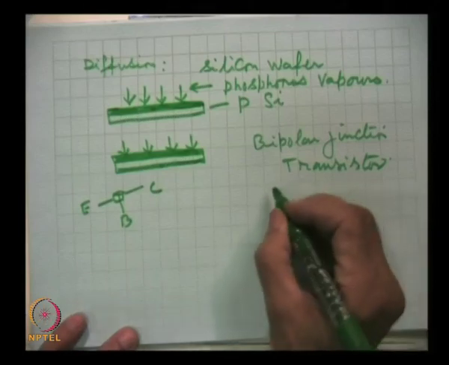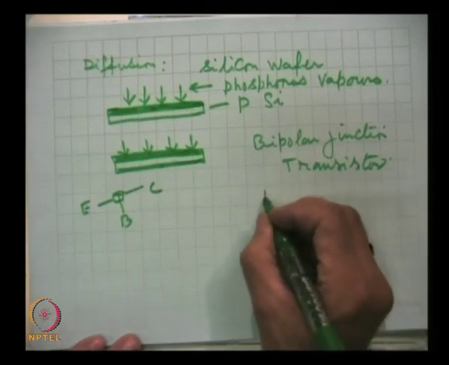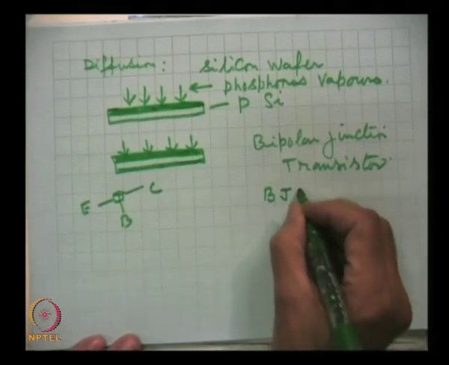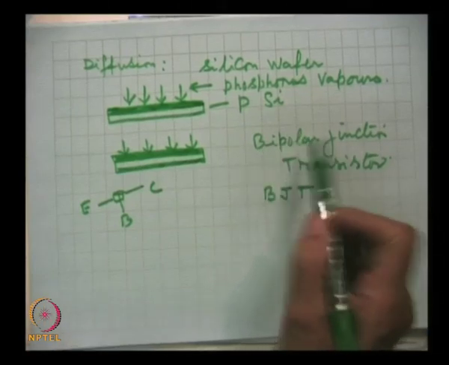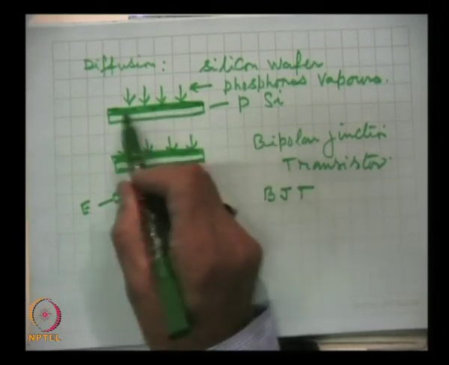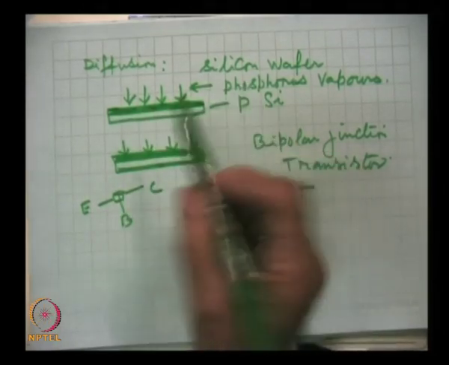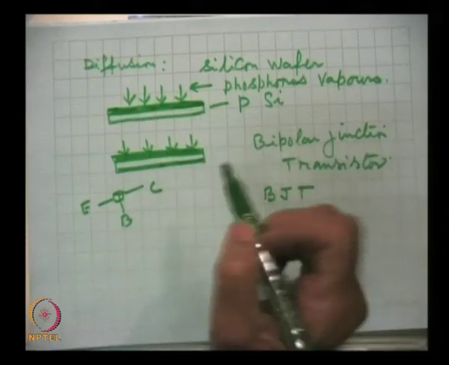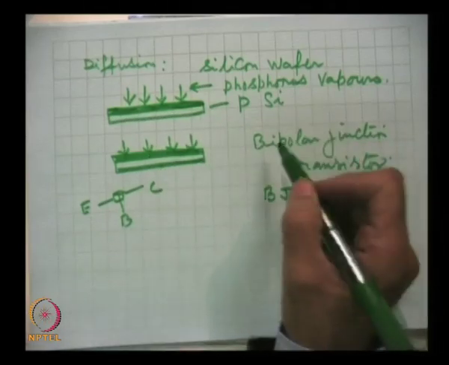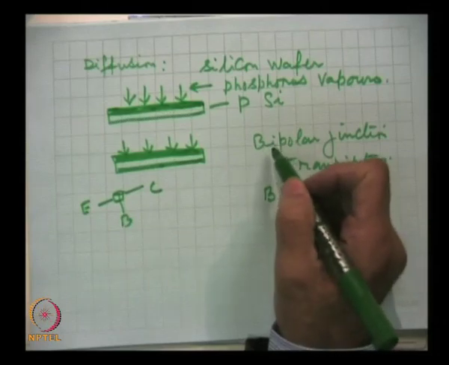Or in brief, very popularly it is called BJT. What is the meaning of bipolar here? Of course, this is a junction transistor. There are two junctions, one is the emitter base junction, another is the collector base junction. But why is it called bipolar?